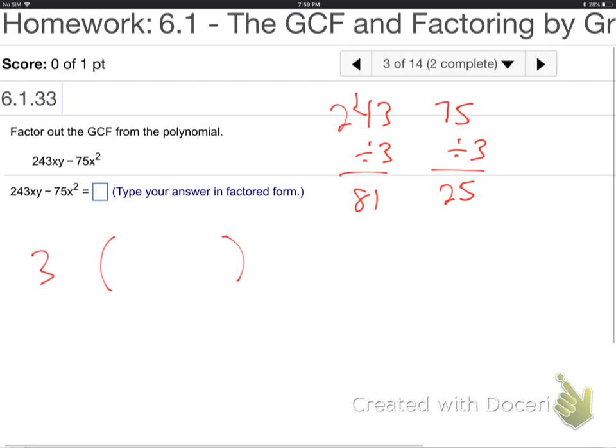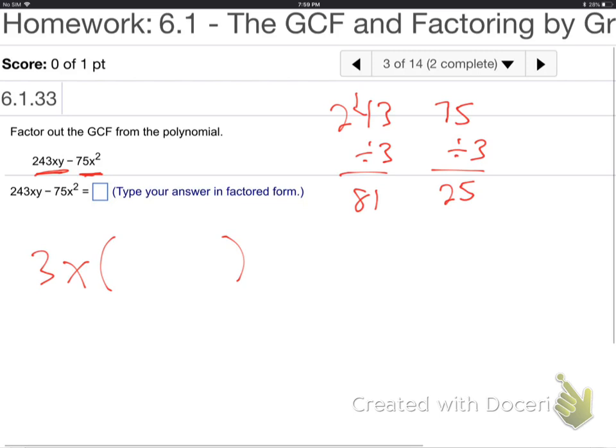Now, do we do any letters along with the 3? Look at what they have. Do they both have a y? No. So y is not in common. Do they both have an x? Yeah. So what do I take out, plain x or x squared? Plain x, the lower one, remember? They both have plain x. They don't both have x squared. The greatest amount they have in common is plain x. 3x goes into both of them, doesn't it? It's what they have in common.